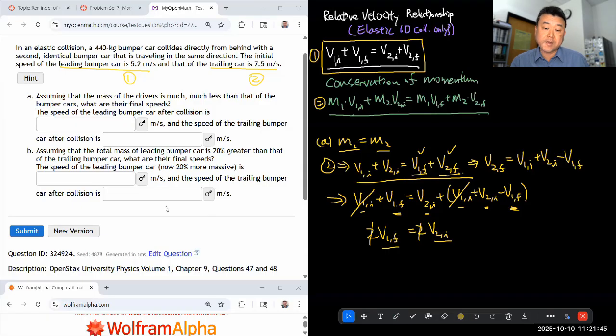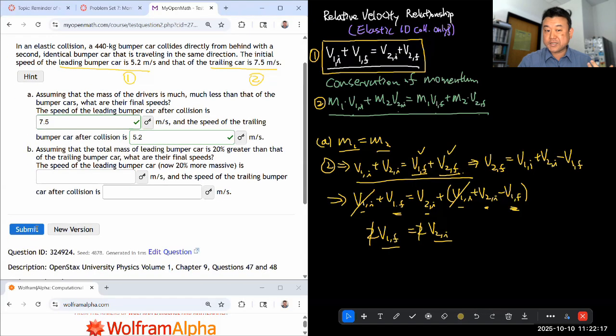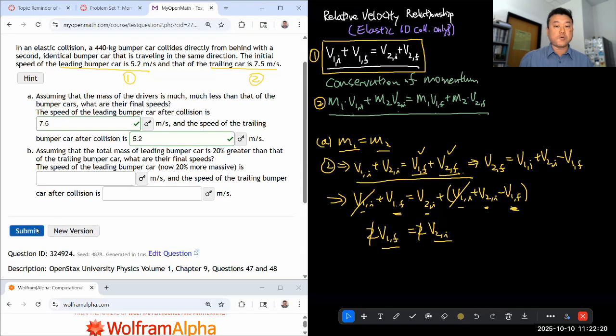This is something you might have guessed intuitively. The leading bumper car now moves faster, at 7.5. Basically, their velocities swap. And if it becomes 7.5, then you can get directly from the relative velocity relationship that the V2 final that we eliminated must be equal to V1 initial, so this should be 5.2. This is the easier part of the question. Even using conservation of kinetic energy, you could have done it in less than a minute; I'm spending a lot more time explaining.